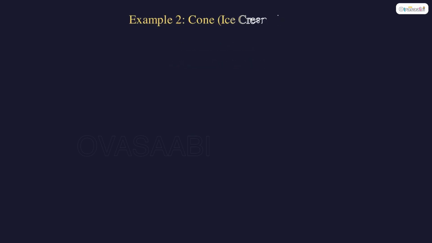Example 2. This cone has one circular base. The surface curves upward to meet at a single point, the apex, like a pyramid with a circular base.